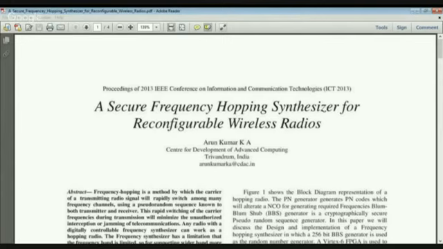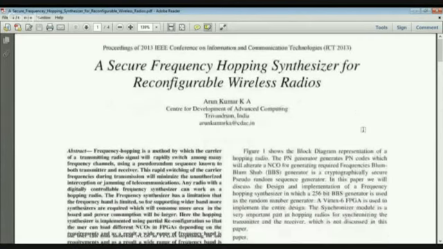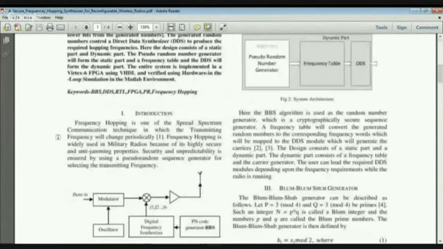Frequency hopping is used for many wireless communications. I'm going to read a spot here. In the introduction, frequency hopping is one of the spread spectrum communication techniques in which the transmitting frequency will change periodically. Frequency hopping is widely used in military radios because of its highly secure and anti-jamming properties.